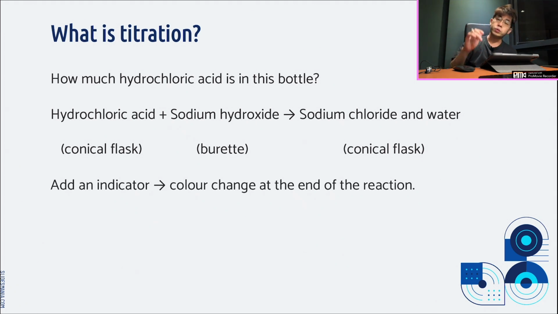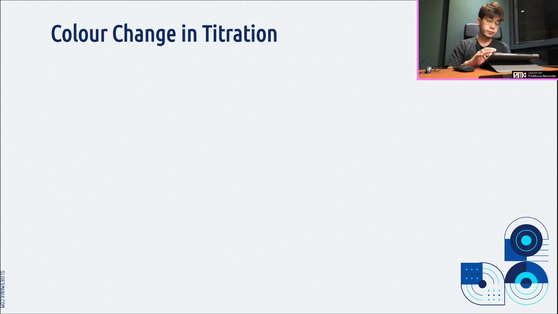As we know, hydrochloric acid is colorless, sodium hydroxide is colorless, sodium chloride is colorless, water is colorless. So we actually cannot see when the reaction finishes. Therefore we need to add an indicator which will give us a color change at the end of the reaction. So color changes in titration are very important.